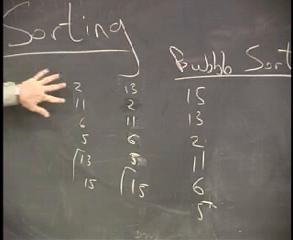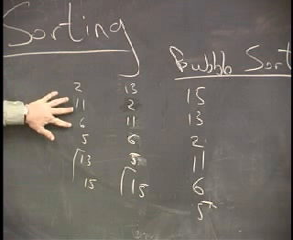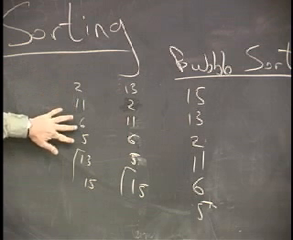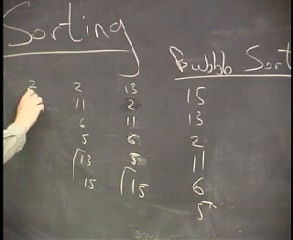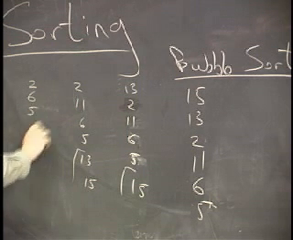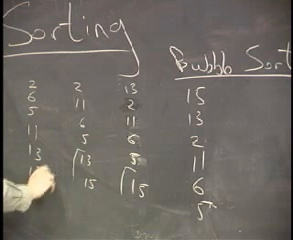The next bubble phase, 2 and 11, that doesn't switch. 11 and a 6 would switch. The 11, 5 would switch. So it looks like 2, 6, 5, 11, 13, 15.